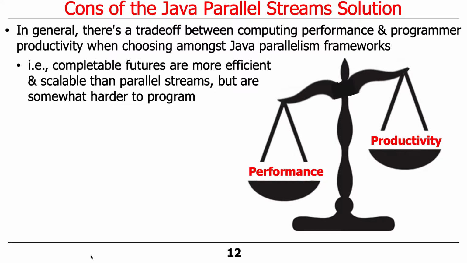So in general, there's a trade-off between performance and productivity when you choose amongst the different Java parallelism frameworks. As a general rule of thumb, and we'll prove this in more detail soon, completable futures are more efficient and more scalable than parallel streams, but they're also harder to program. And that's really the trade-off. As with most things in life, there's a trade-off between making people productive and making computers productive.